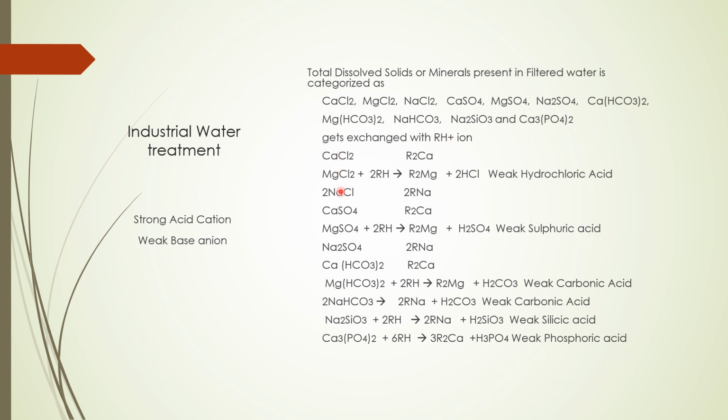Calcium chloride, magnesium chloride, and sodium chloride will react with the resin and get exchanged with the RH plus ion to form R2Ca, R2Mg, and RNa. The anion side will combine with the H plus ion to form HCl, weak hydrochloric acid. Similarly, the sulfates of calcium, magnesium and sodium will react with the resin. The H plus ion will be replaced by calcium, magnesium, and sodium, and weak sulfuric acid is formed.